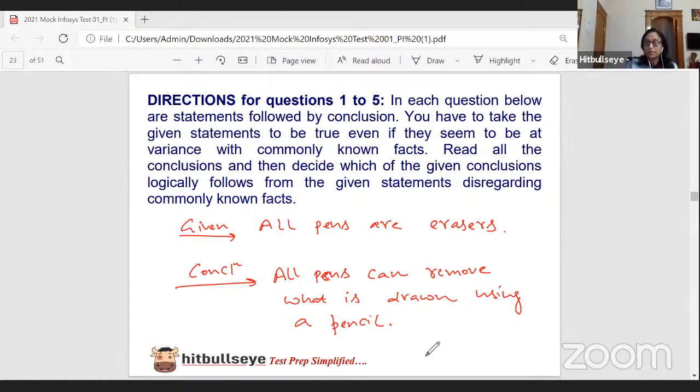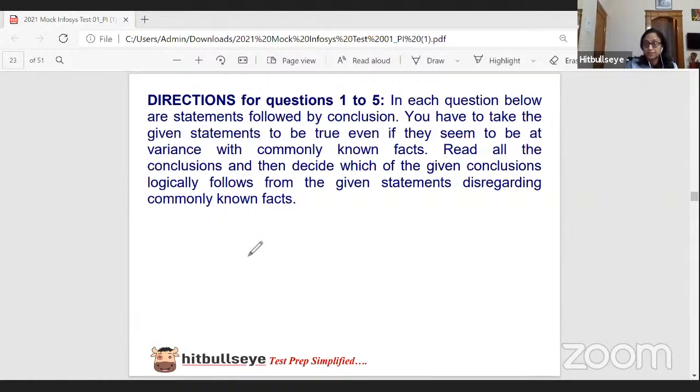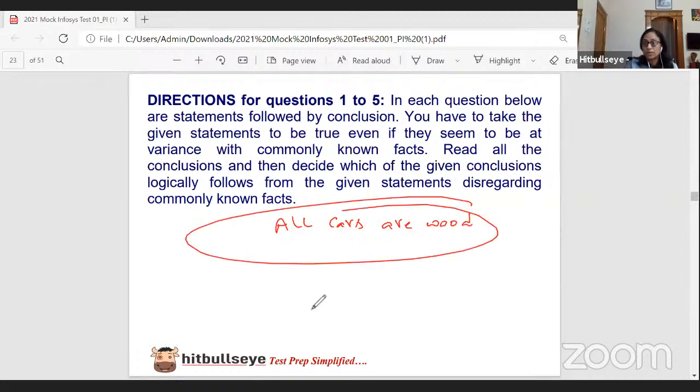Okay, another example. Suppose I tell you that all cars are wood. I'm giving you the information that all cars are wood, and I'm making a conclusion. The conclusion is cars can be used to make furniture. Is this a valid conclusion? False, of course, because I did not tell you that wood makes furniture. That knowledge you have from real life. You cannot apply it here. So it's false because it is not mentioned in the given information.